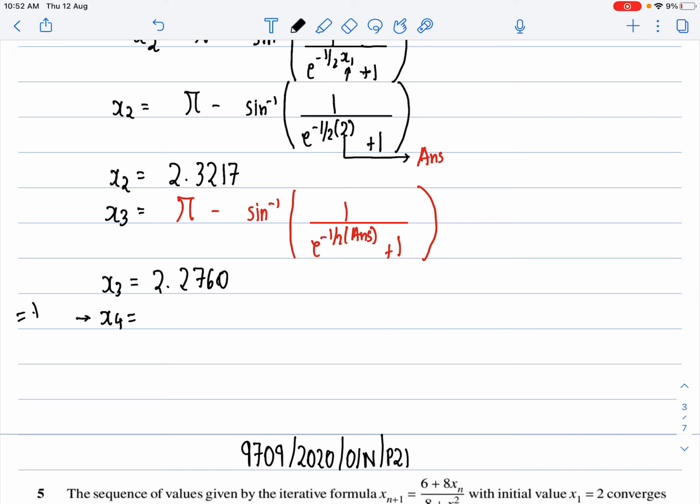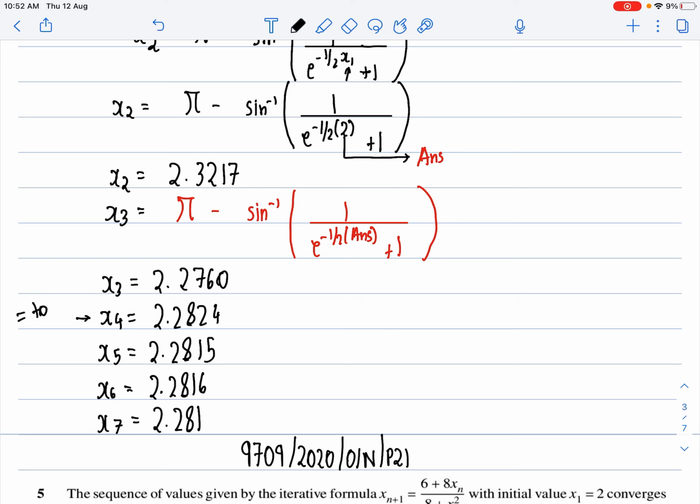Now for x4 you just need to click on equal to. That's the only thing you need to do. So you get 2.2824. Now for x5 you click on equal to again, so you get 2.2815. For x6 you click on equal to, so you get 2.2816. x7 also you get as 2.2816.